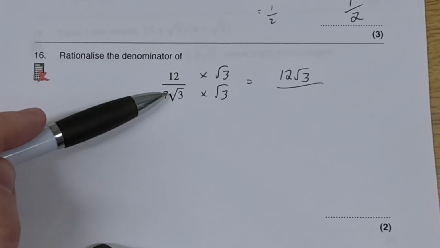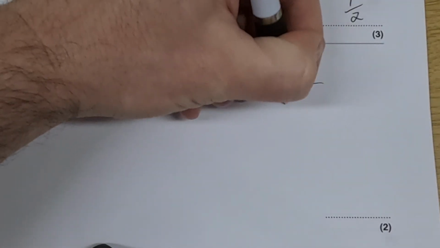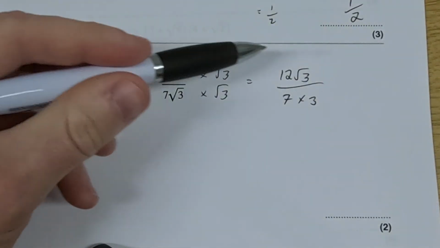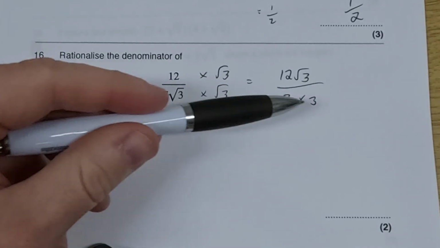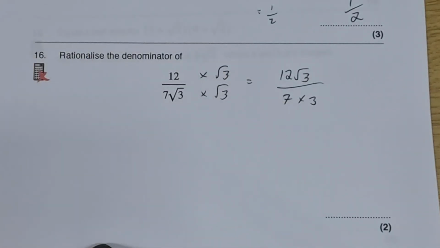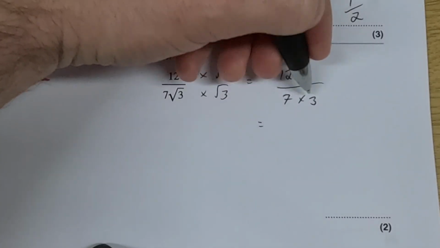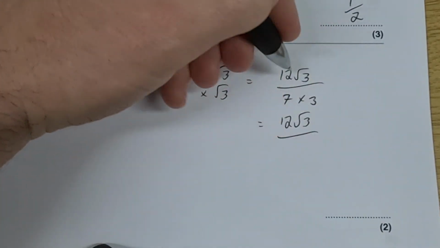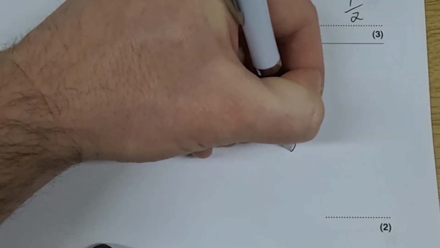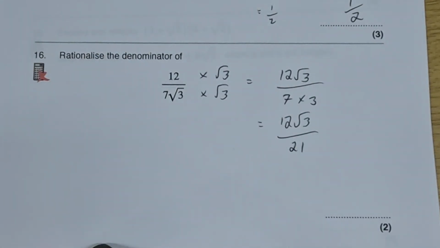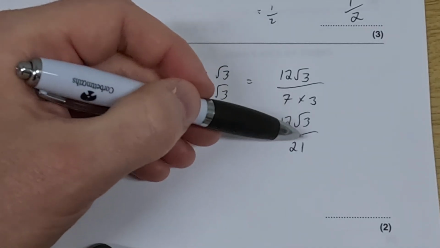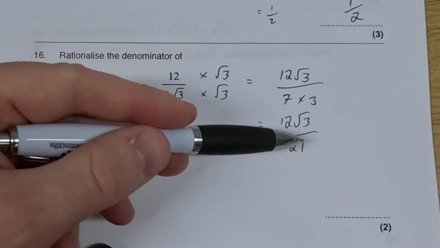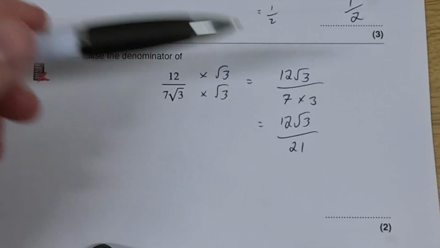So we've got 7 times 3. I've just done root 3 times root 3 is equal to 3, and we've still got the multiply by 7 in front of it. I'm just going to do 7 times 3 here on the denominator. So on the numerator, we've got 12 lots of root 3, and on the denominator, we've got 7 times 3, which is 21. Now we've got 12 lots of root 3 over 21. We have rationalised the denominator. It's a rational number, 21.